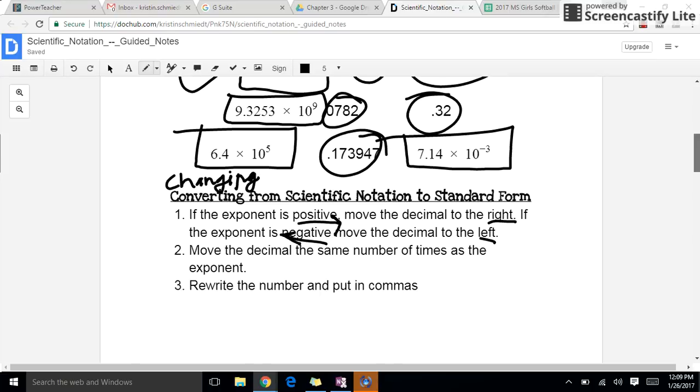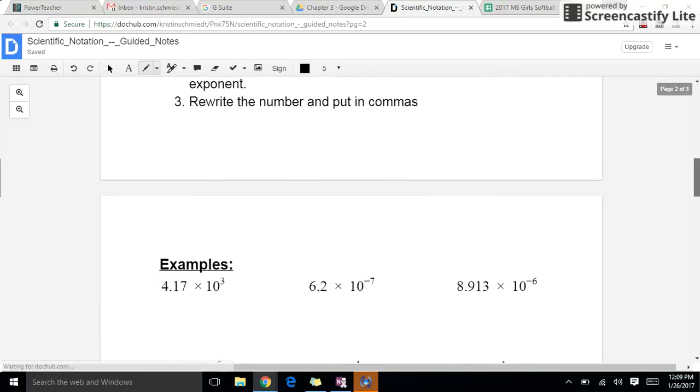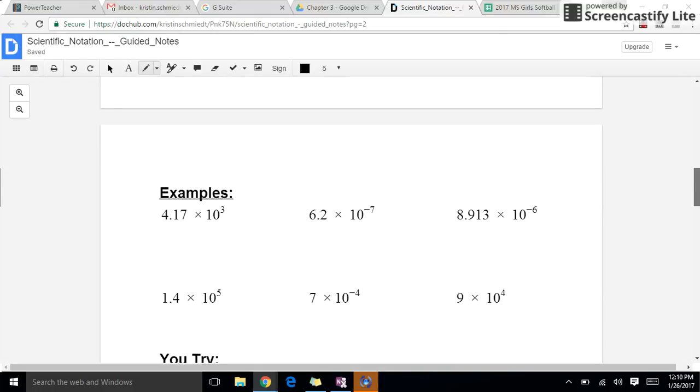And then at the end, you write your number again, and you put in commas if you need to. But you won't always have to put in commas. Okay, so here are some examples for us to do. First thing we have to decide is if we're going to move our decimal left or right. So let's take a look at the exponent. I don't see a negative, so that must mean it is positive. Yep, it's positive. And if we have a positive exponent, which way should we move it? To the right. So I'm just going to draw a little arrow over here. It reminds me I'm moving to the right.